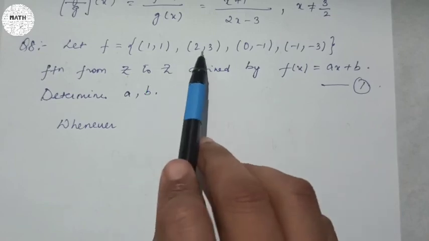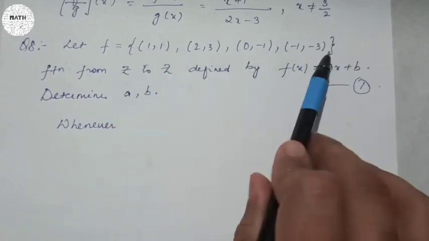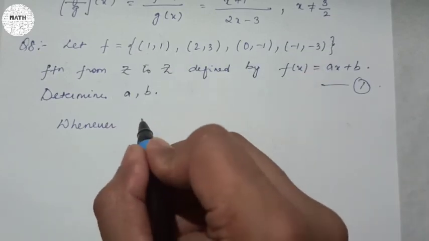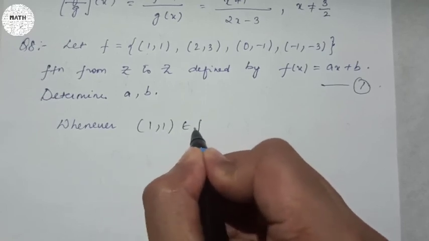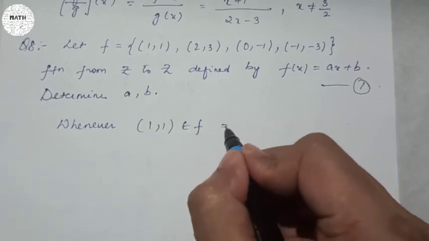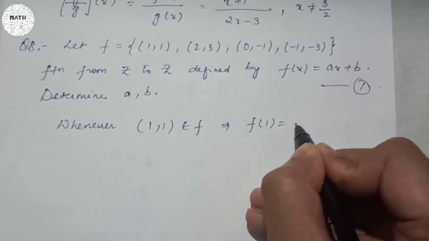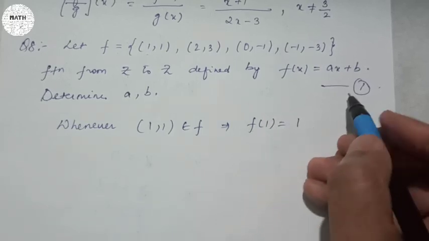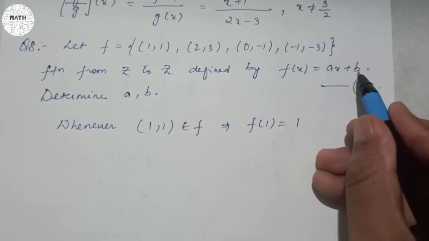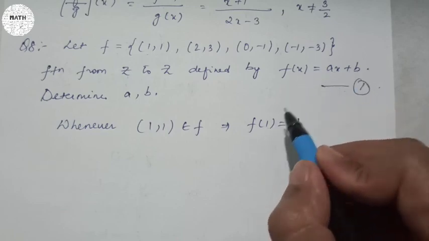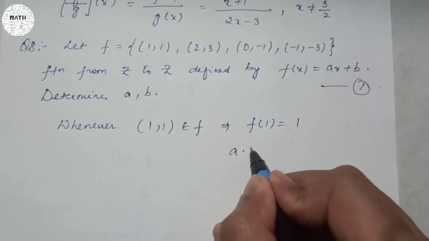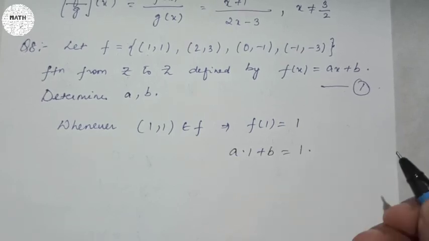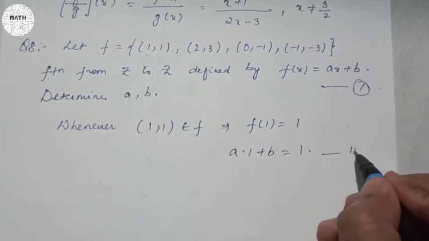So whenever you can take any of the elements inside the curly bracket, I'll just take the first one. So whenever (1, 1) belongs to f, so according to definition of function, it will be f of 1 is equal to 1. That means f of domain is equal to your range. But according to equation number 1 is given ax plus b. In place of x, what I have? 1. So that will be a into 1 plus b is equal to 1. Let me just make equation number 2.